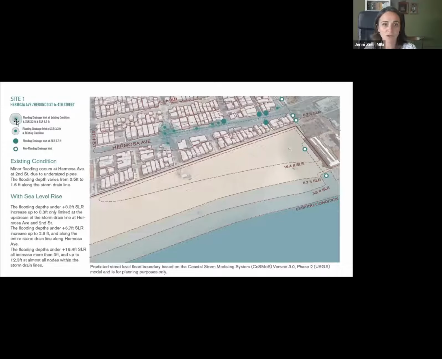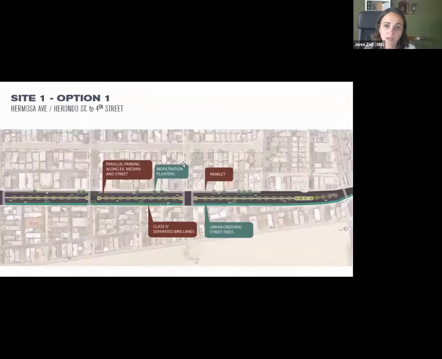And also there are these nodes here. You can see the dots with existing nodes. These are typically like a storm drain outlet, which has some flooding now, different levels of flooding now and in different scenarios here. And so there are options for addressing and increasing stormwater volume capacity in this area.